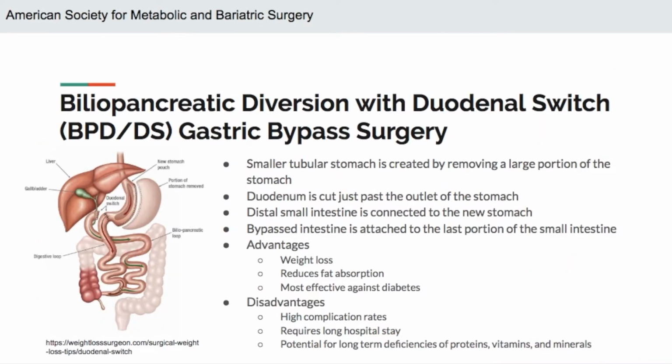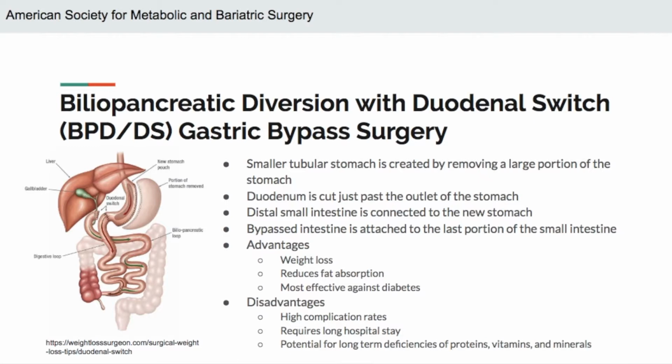So similar to the typical gastric bypass surgery, the biliopancreatic diversion with duodenal switch gastric bypass surgery is very similar, and it's considered to be the most effective for the treatment of diabetes. So this one also has 2 components, and first, a small tubular stomach pouch is created by removing a large portion of the stomach, and next, a large portion of the small intestine, about 75%, is bypassed by dividing the small intestine and cutting the duodenum off just past the stomach outlet.